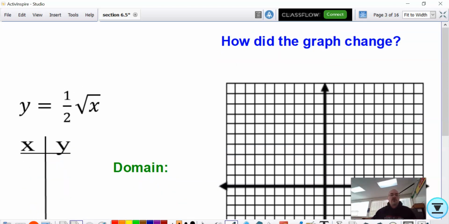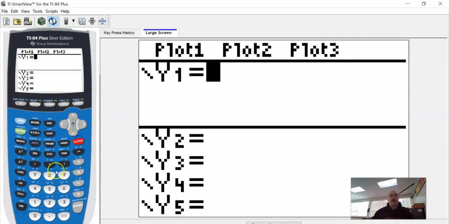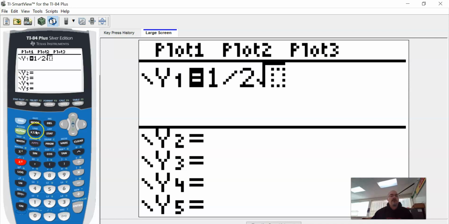1/2 square root of x. Let's go back here and make that 1/2 square root of x.